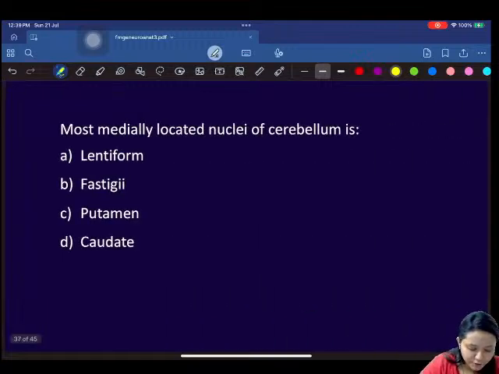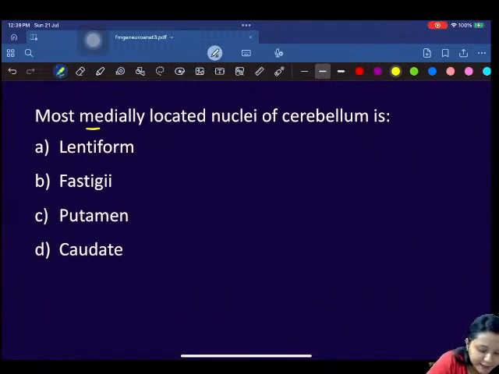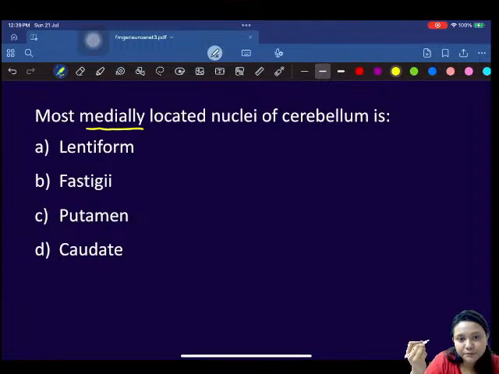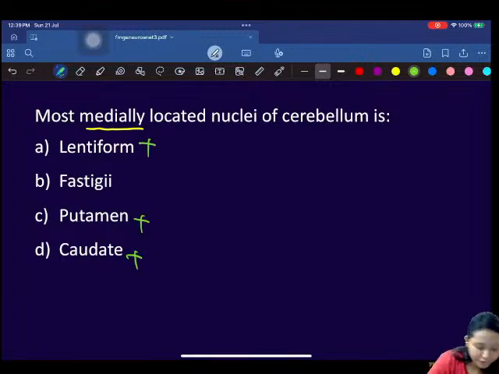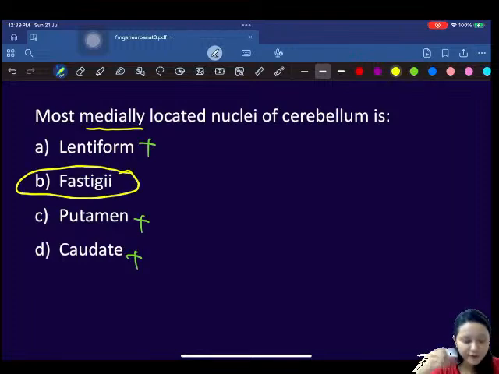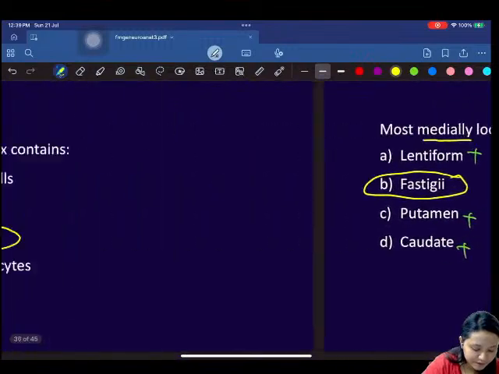Now the next question is: most medially located nuclei of cerebellum. They have given lentiform, fastigiae, putamen and caudate. The options are so obvious that you know the answer. Lentiform, putamen and caudate are not part of the cerebellar nucleus. So the answer is A, fastigiae. Just now I have told the fastigial nucleus is most medially located.